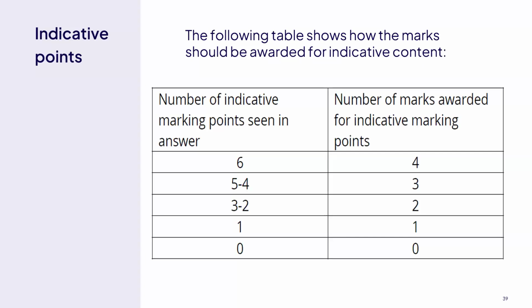Okay, and if they get all 6 indicative points, they get 4 marks. If they get 5 or 4 of them, they get 3 marks. If they get 3 or 2 of them, they get 2 marks. And if they can only get 1, they get 1 mark. And if they get none of them, obviously they score 0.